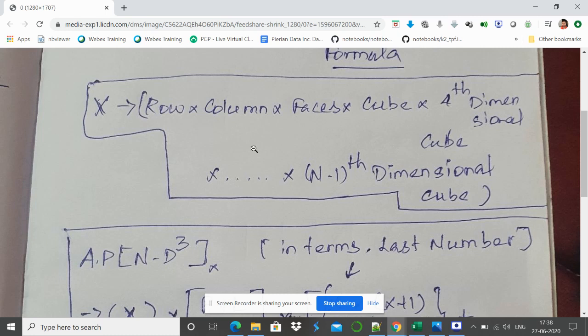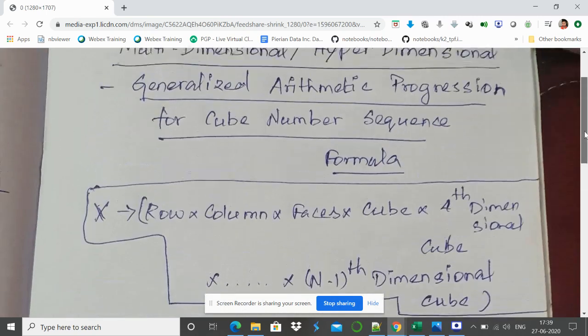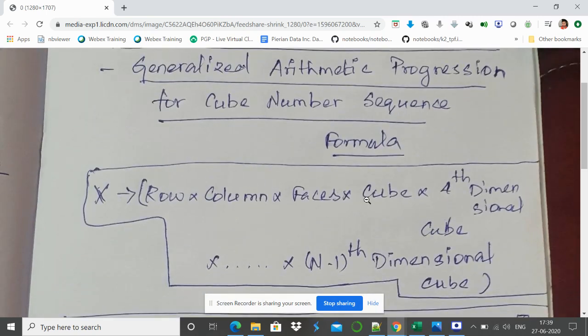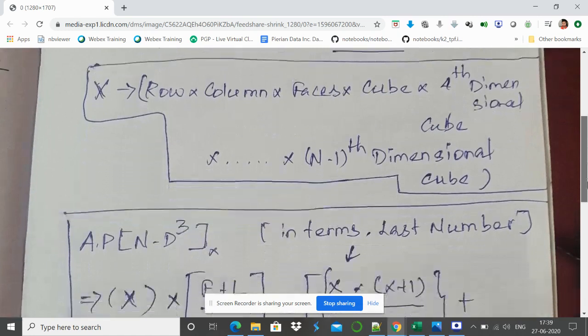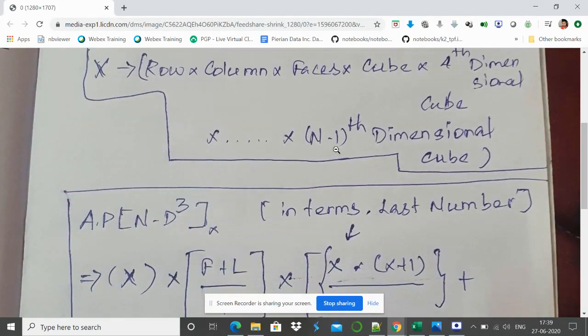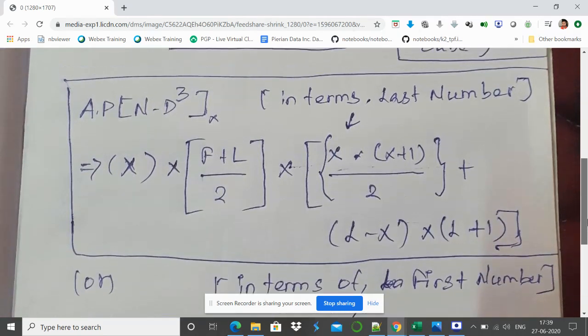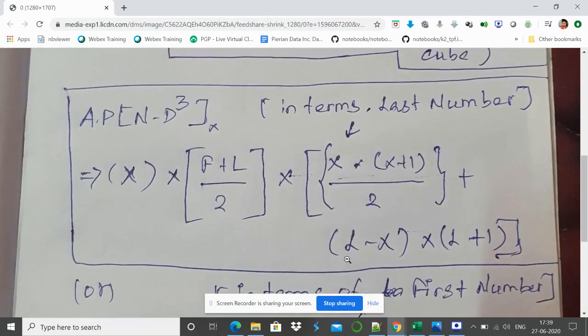If there is an nth dimension, then it will be the (n minus 1)th dimensional. So if we have a three-dimensional, it will come up to faces only. If it is four-dimensional, there will be two or more cubes placed. If there is a fifth dimension, it means a fourth-dimensional hypercube. And then the sixth dimension means a fifth-dimensional hypercube. Likewise, if we have 100 dimensions, a 99th hyperdimensional cube, as far as it is applicable. So there is a formula in terms of the last number.